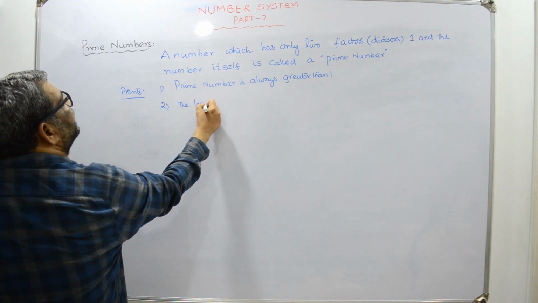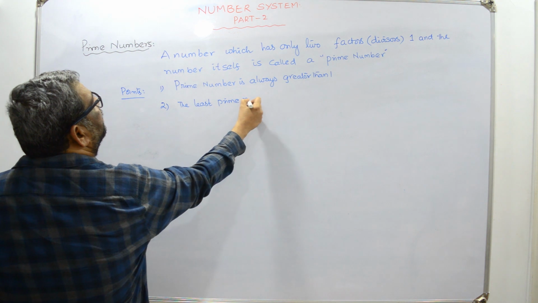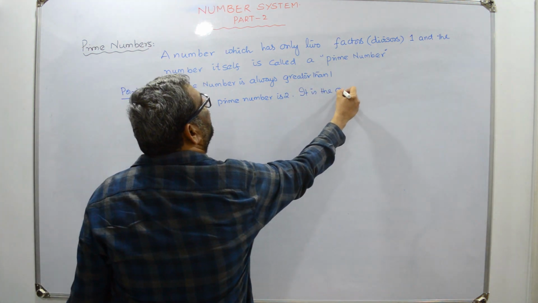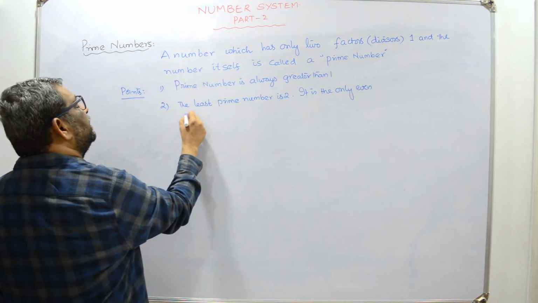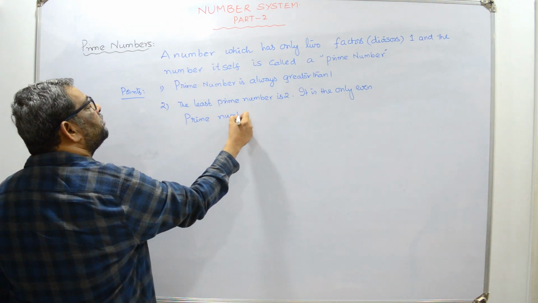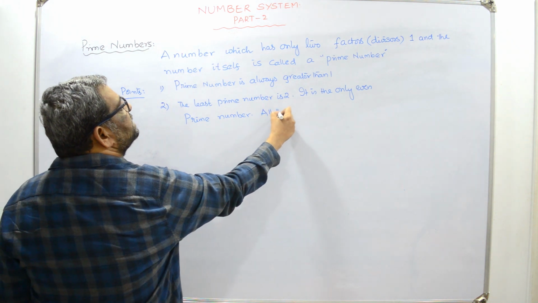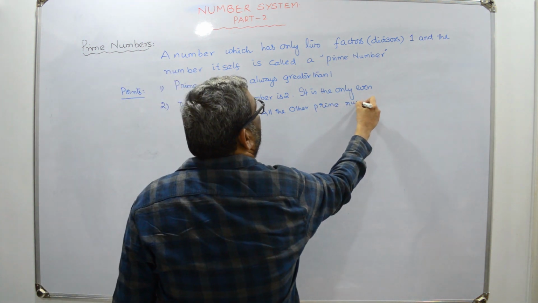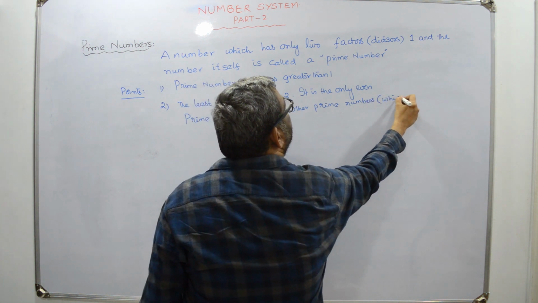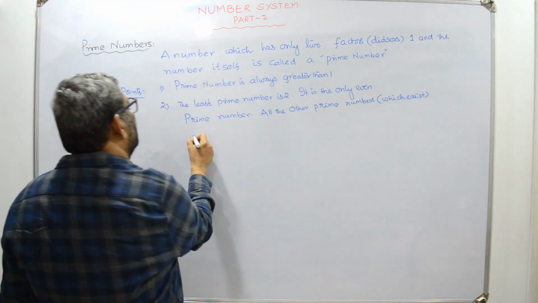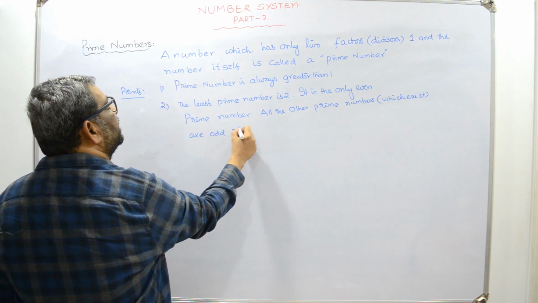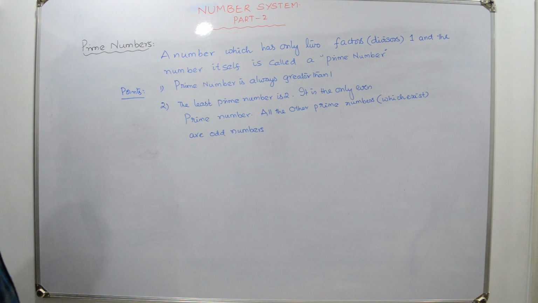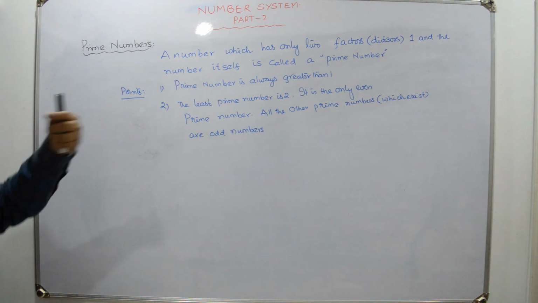The least prime number is 2. It is the only even prime number. All the other prime numbers which exist are odd numbers. So the least prime number is 2, it is the only even prime number, and all the other prime numbers are odd numbers.